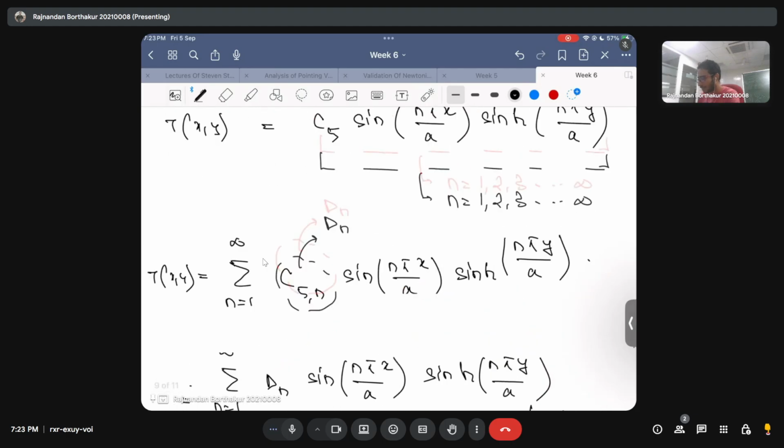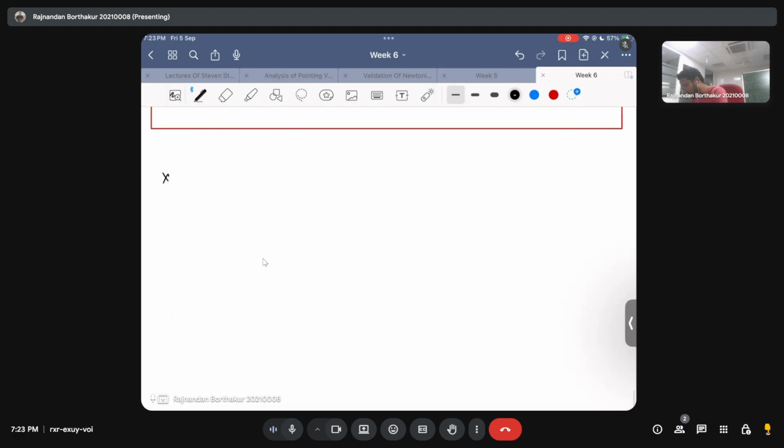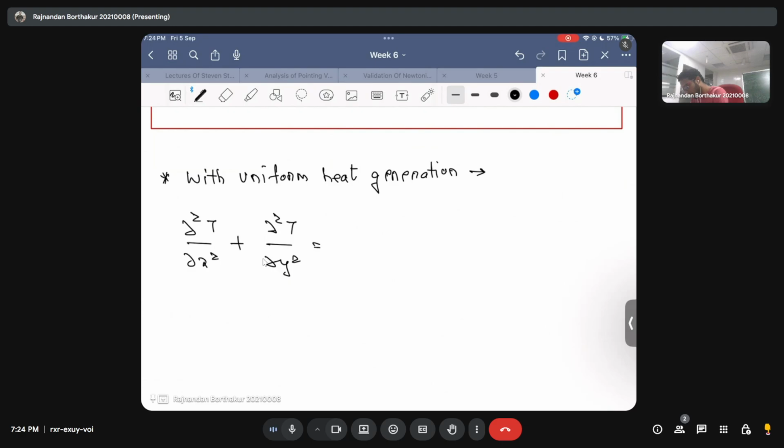So if you solve the same nature of problem, but now you say that there is a uniform heat generation taking place, which means that your PDE is now basically something like this: del square T by del x squared plus del square T by del y squared is equal to minus q dot by k. And this is the Poisson equation that we discussed in the beginning of the discussion. This is just the Poisson equation.